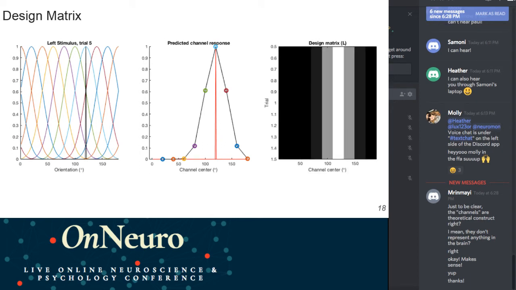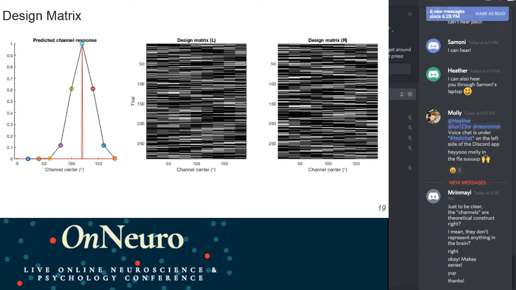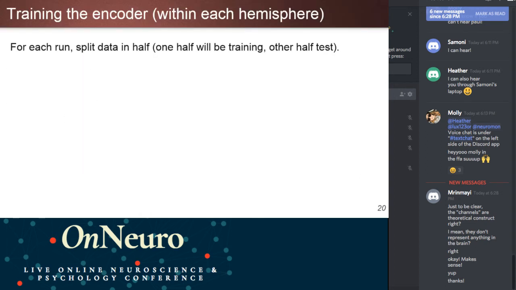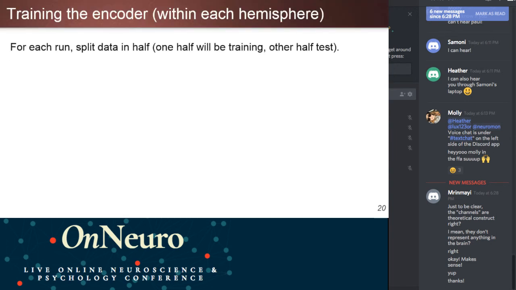On the right here, we have a design matrix, which is just another way to visualize the second figure. In this case, the white represents the peak of the filter, and then it levels off as you go away from the center of this idealized orientation. We can do that for every single trial, which looks like this, and for both the left and the right hemispheres. Again, I'm sorry that this is very hypothetical and theoretical right now, but this is how the encoder gets built.